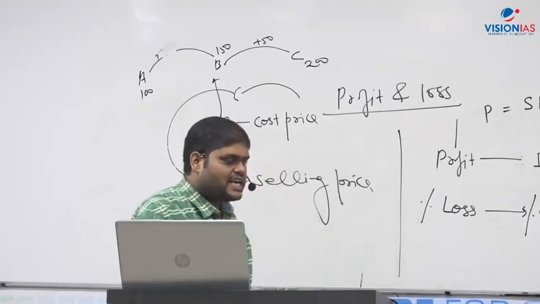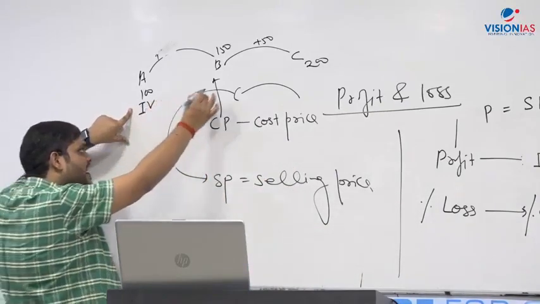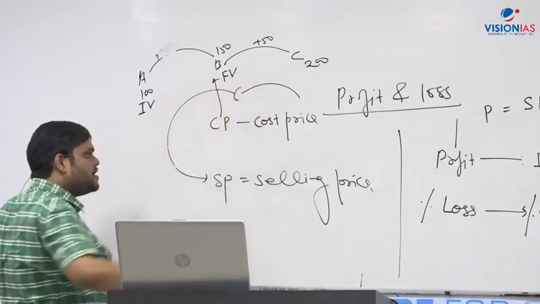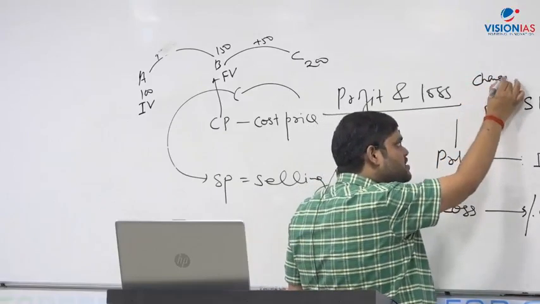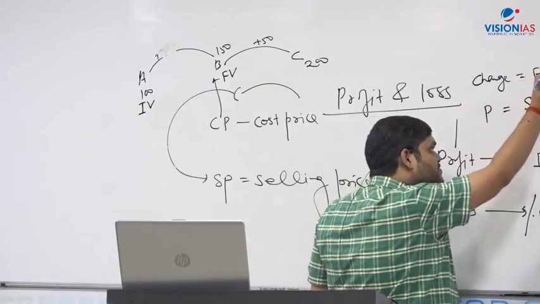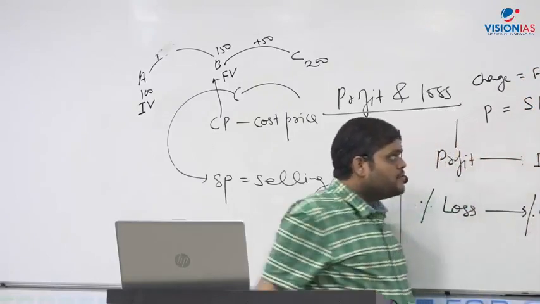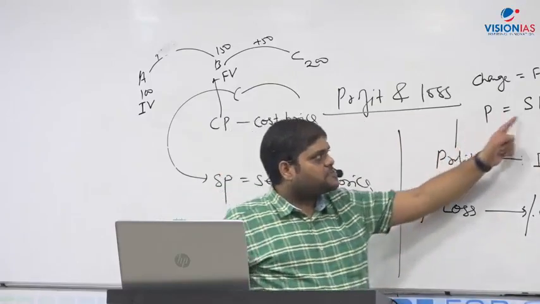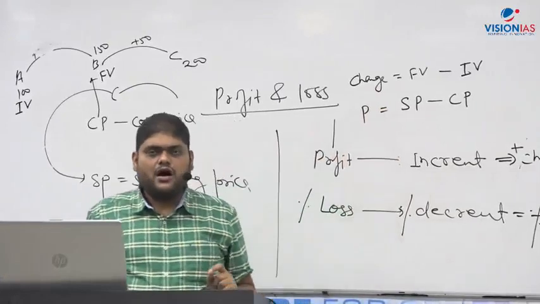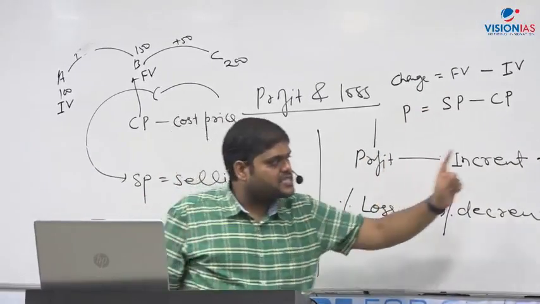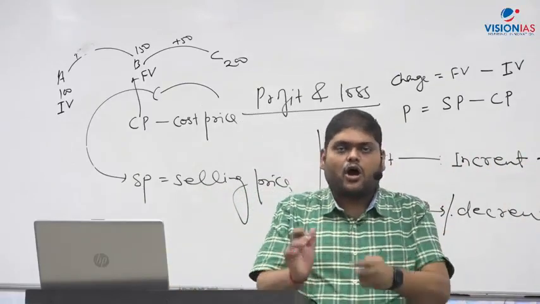And if you see clearly, any value was 100, now that value becomes 150. So can I say your P is equal to change, your SP is the final value, and your CP is the initial value? Your SP is the final value and your CP is the initial value. Are you getting my point or not? Because this is also change. Change means either addition or subtraction.